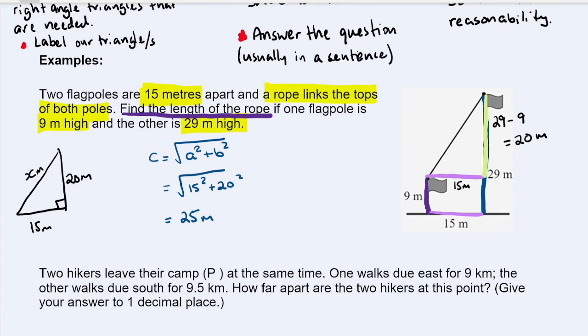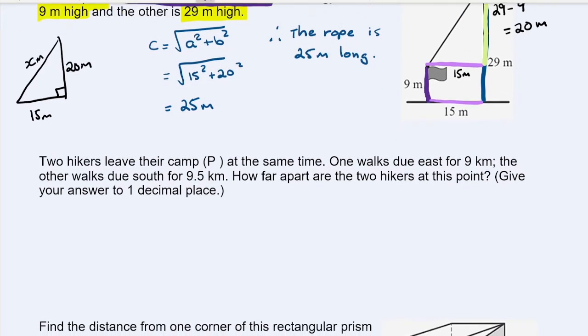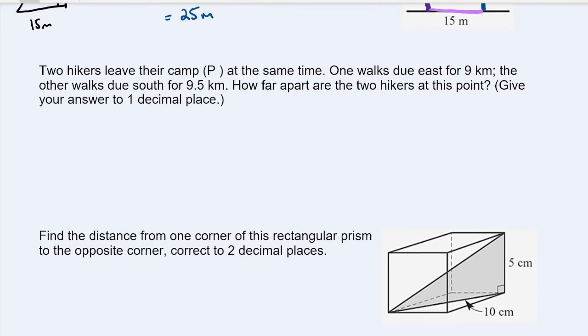And our answer, or our word sentence, is the rope is 25 meters long. So there's our first word problem. We've broken it down, we've drawn some extra diagrams, we've done our working, and we've written our sentence. Let's look at the next problem.